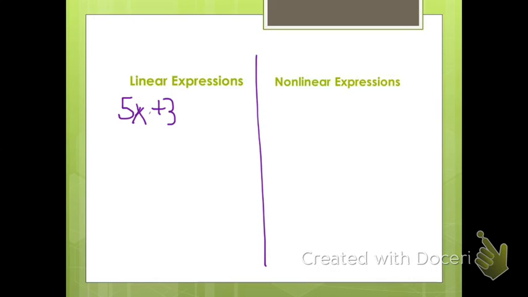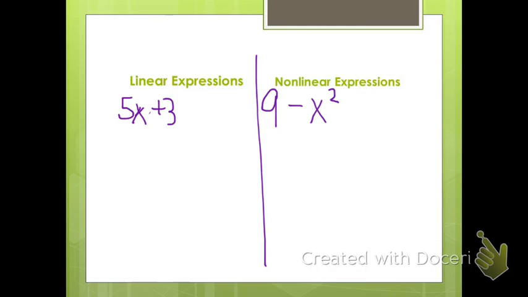Okay, let's do another one. 9 minus x squared. Okay, so which column would that go in? Well, it has a variable term that is raised to a power other than 1, and so it's a nonlinear expression. Okay, so 9 minus x squared would be nonlinear.